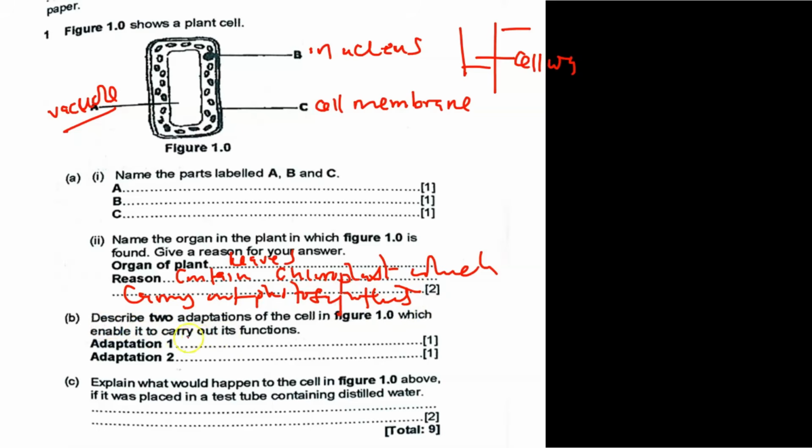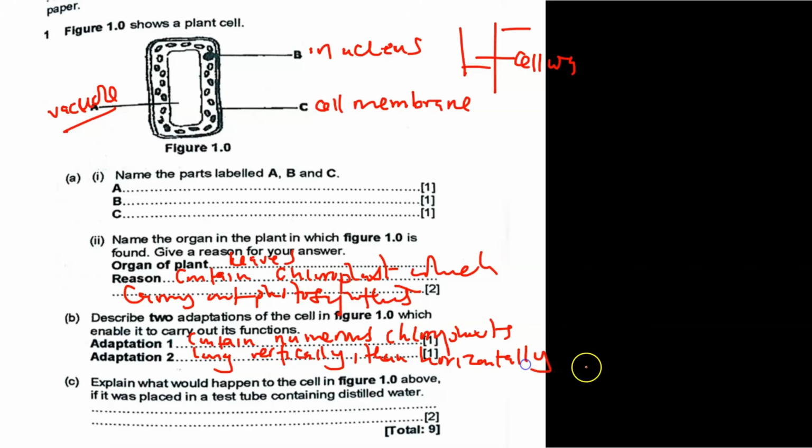Then describe two adaptations of the cell in figure 1.0 which enable it to carry out its function. So one, it contains numerous chloroplasts for photosynthesis. Then it is long vertically than horizontally.